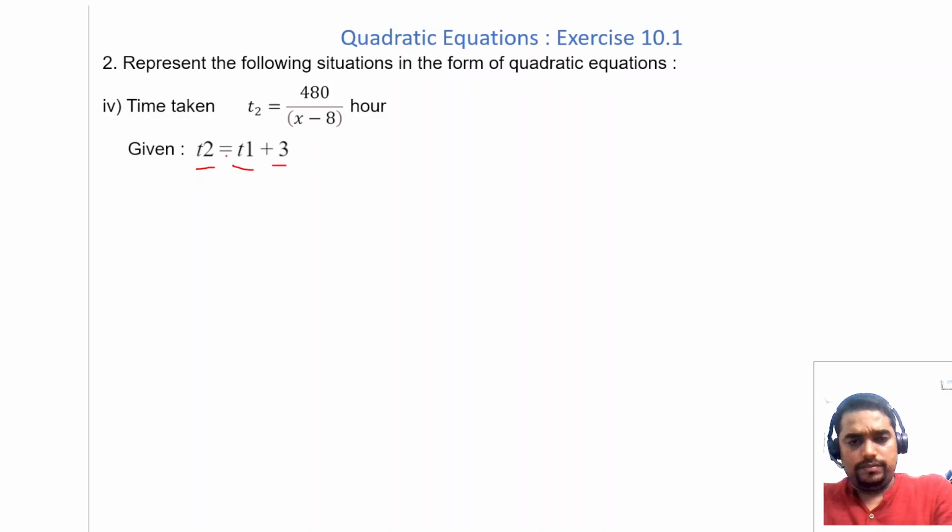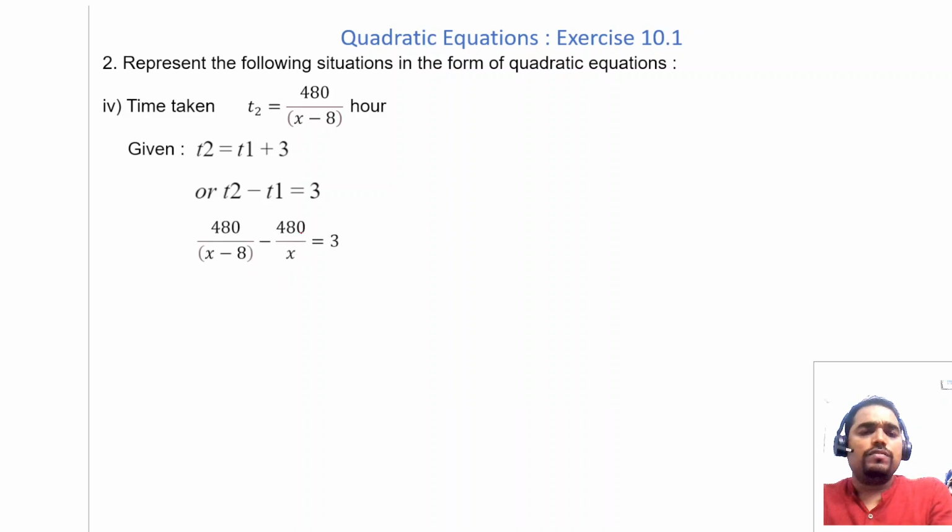So since we want to build an equation, let's transpose this t1 towards the LHS, that is t2 minus t1 is equal to 3. Now let's substitute the expressions we have got already, that is 480 divided by x minus 8 for t2 and t1 is 480 divided by x. So I've substituted the earlier obtained expressions. Now we will try to simplify.